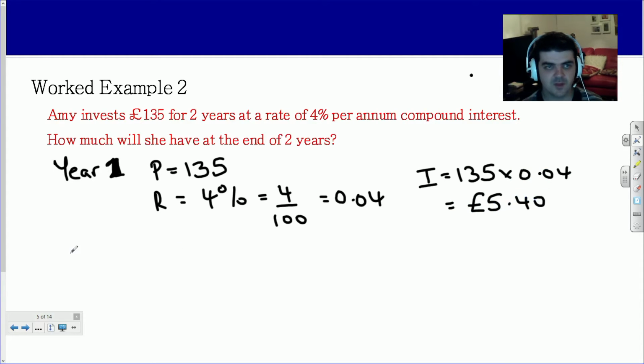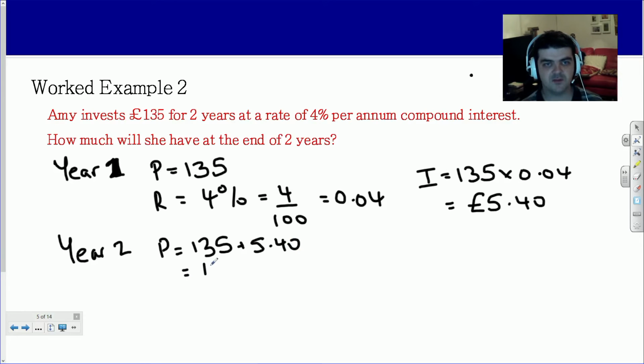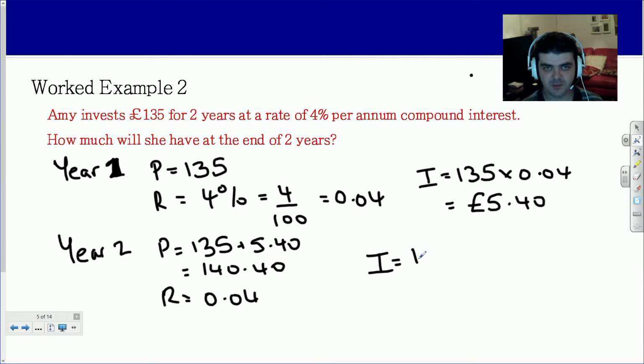And if I pop that into my calculator, I should get £5.40. So if we go to year 2, our principal sum now is the £135 plus the interest we got last year, which was £5.40. And if I add those two together, I should get £140.40. Our rate is still the 4%, so the 0.04. And our interest then will be 140.40 times 0.04.